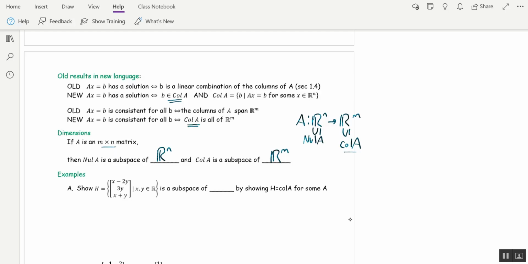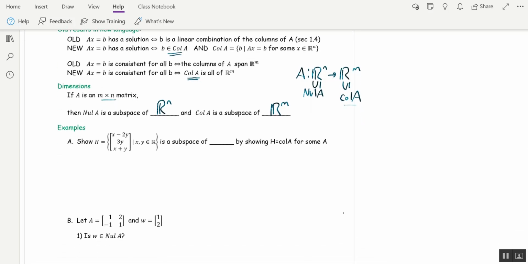So let's look at it in a couple of examples. The second example is, I think, the most valuable one. But this first one, show H is a subspace of, the only thing that could work here is R3, because H is a set of vectors in R3. And I just want to point out that I wrote here x and y are in R, but I could have just left that out and it would have been implicit. I could just say H is the set of vectors that look like this, and it would be implied that x and y are real numbers.